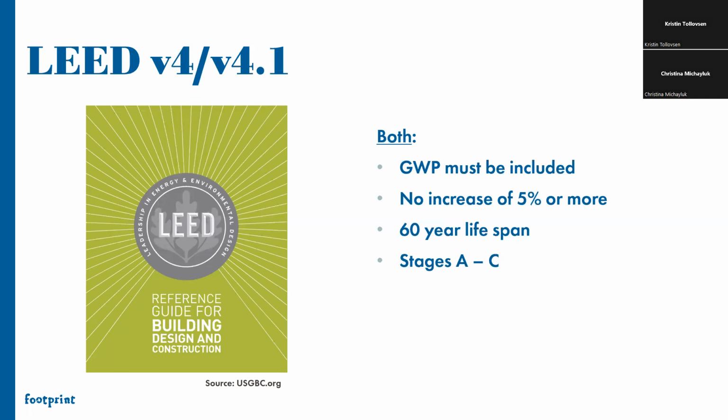And as an example for this one, we're looking at stages A through C. So again, it's stage A, which is the product stage as well as the construction stage, and then including the use stage and the end of life stage. As you would notice on the slide that I showed, there was also a stage D, which is considered benefits. So unfortunately for the LEED rating system, the benefits are not included in it, but in the next system I will go to, they are.